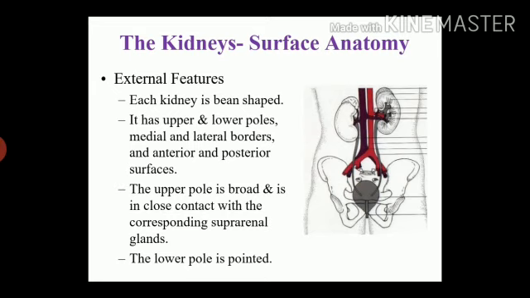What are the external features? From the diagram you can see that the kidney is bean shaped. It has upper and lower poles, medial and lateral borders and anterior and posterior surfaces. The upper pole is broader and is in close contact with the corresponding suprarenal gland, while the lower pole is slightly pointed.